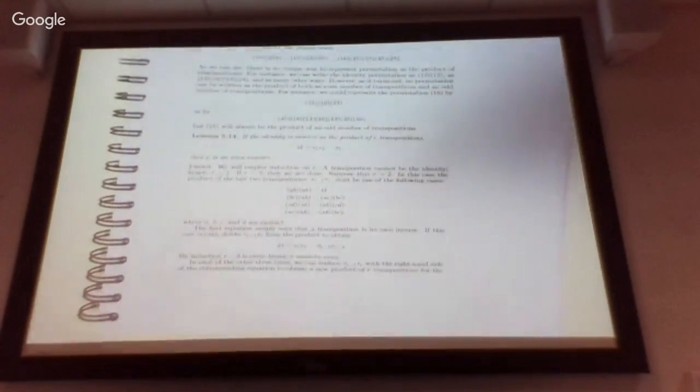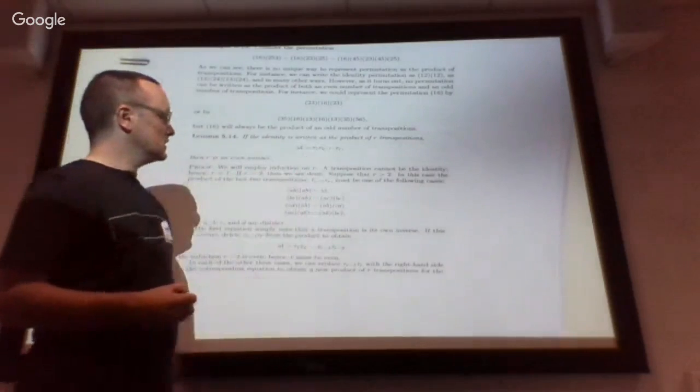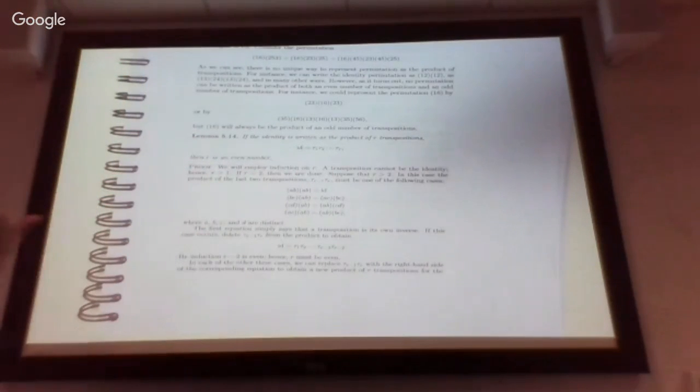And we quickly talked through the proof that the parity of the number of transpositions was always the same, so it's either always odd or always even. We proved that with a nice lemma. First of all, we proved the identity always had to be represented by an even number of transpositions. We did that by using an induction argument on the number of transpositions in the product.